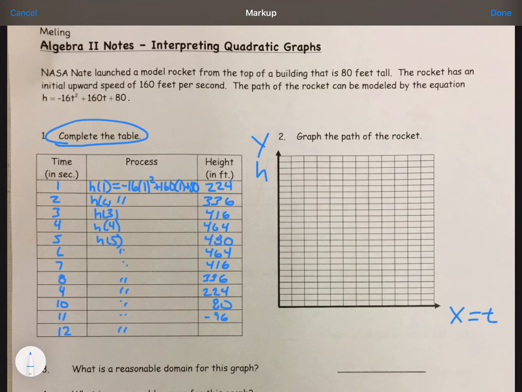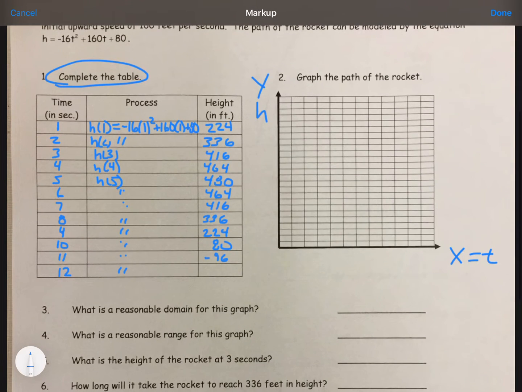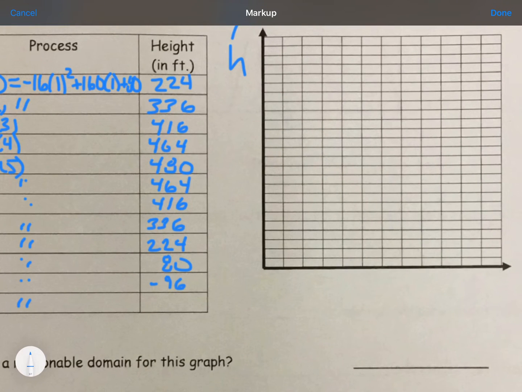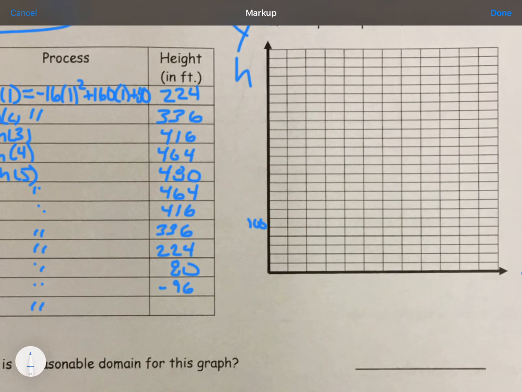After 1 second, it's 224 feet. After 2 seconds, 336 feet. After 3 seconds, you're at 416 feet, and so on. It matches up. All right, now we want to graph the path of the rocket. So what I usually do is I set every fifth line to be 100. So just label it.